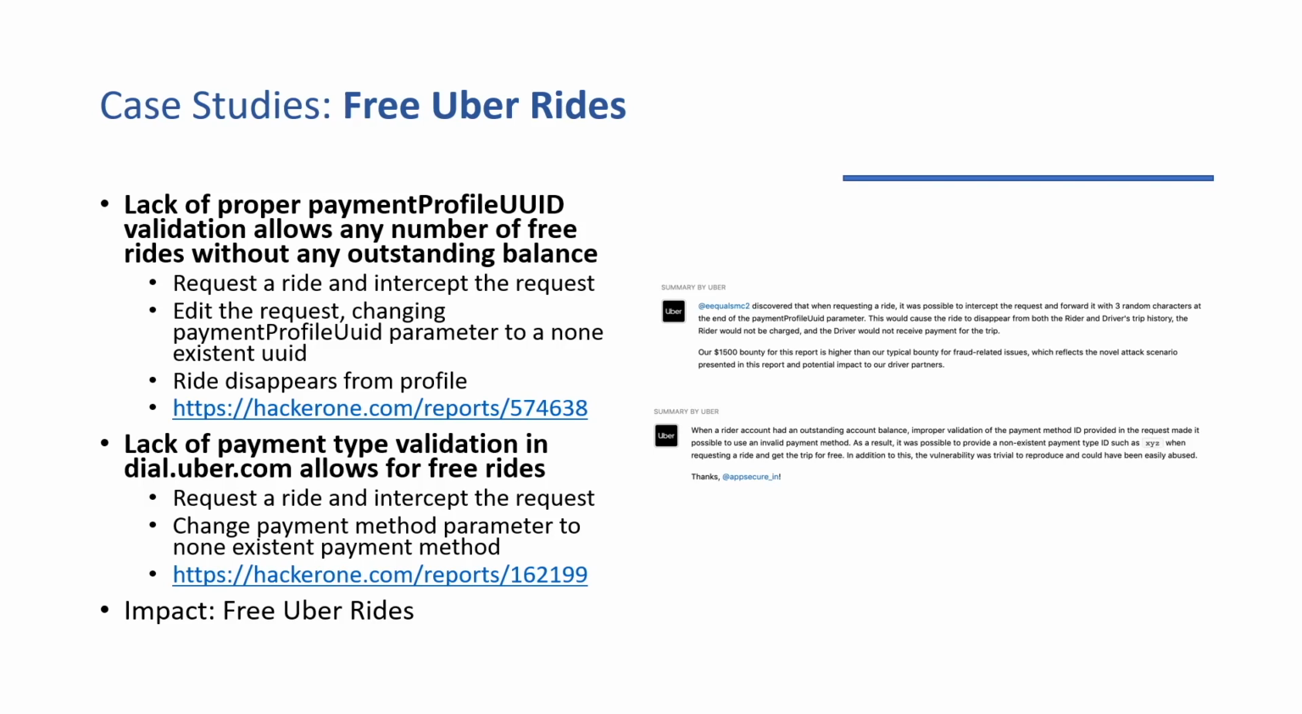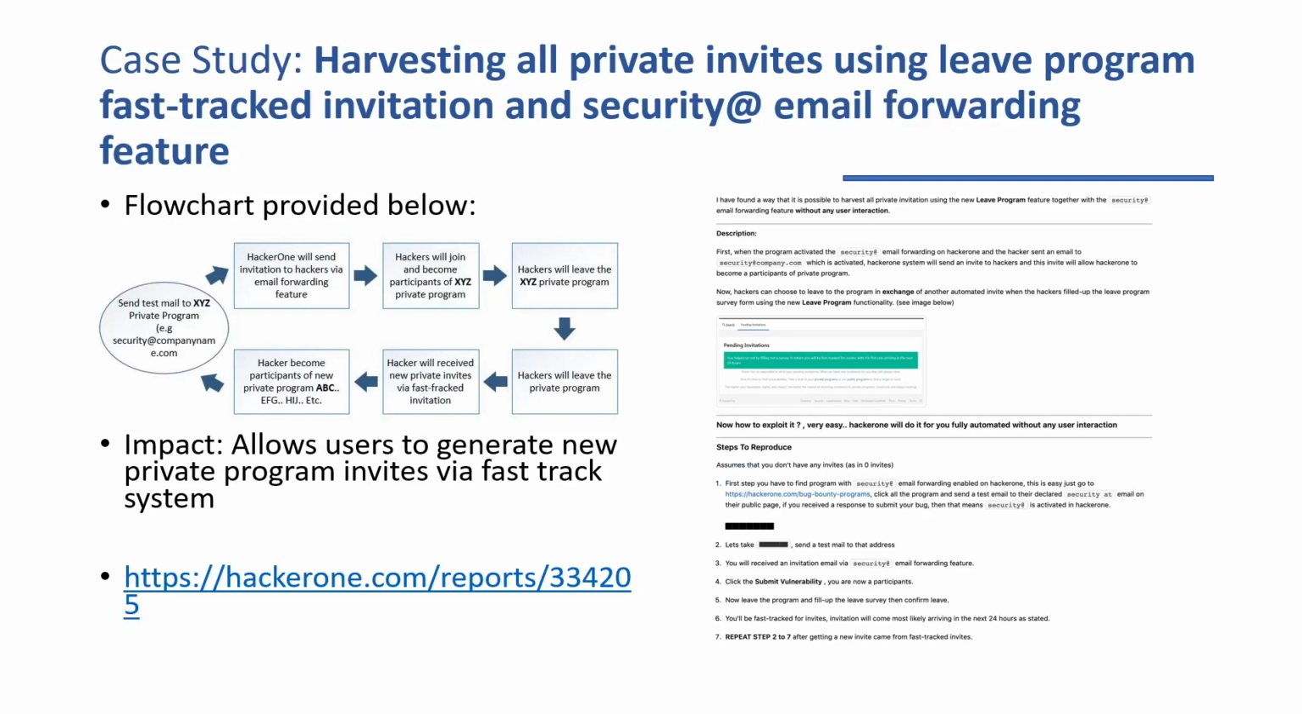And finally, we have lack of payment type validation in dial.uber.com allows for free rides. Once again, request a ride, intercept the request, but instead of changing a different parameter, change the payment method to a non-existent payment method. So these are 2 examples really on very similar endpoints where just changing a simple parameter can really generate a really big impact. And the impact for both of those is free Uber rides. It's a financial impact. So now we get on to the complex stuff.